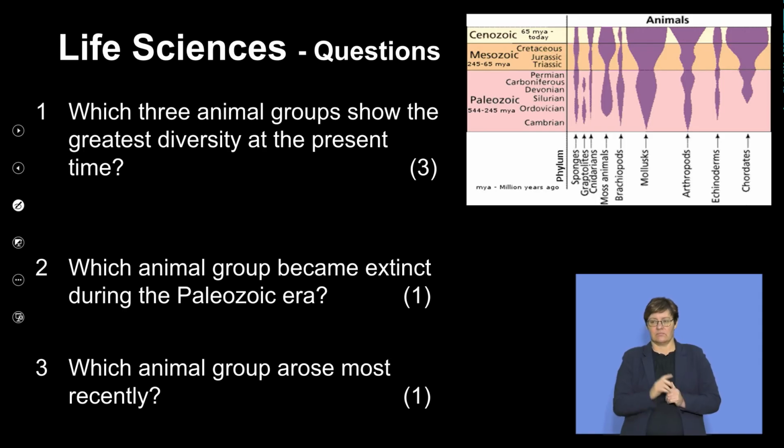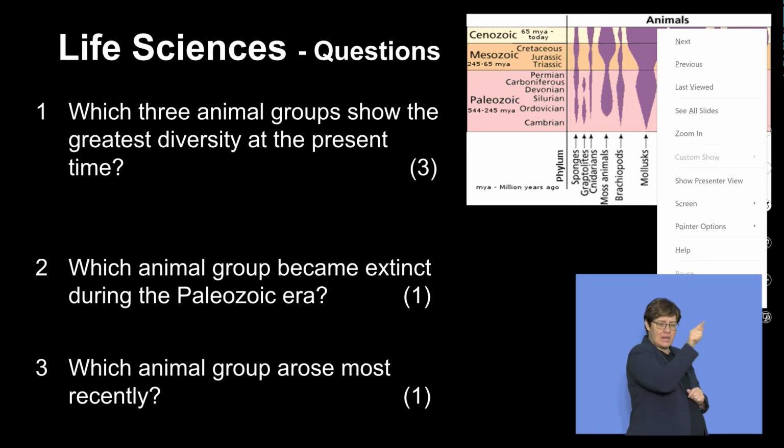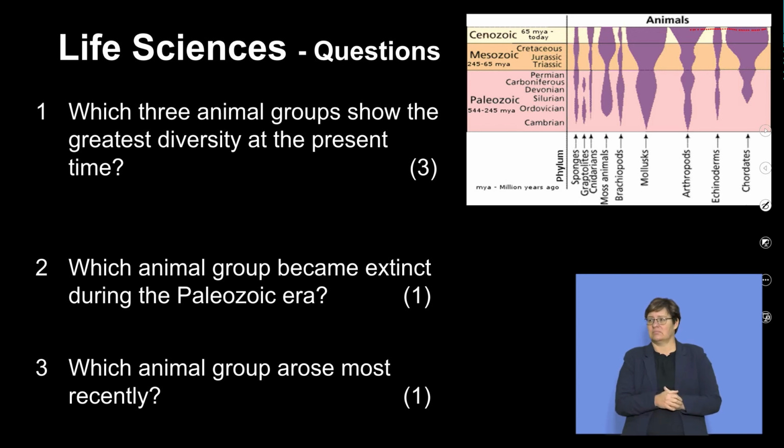Okay, first of all, simple reading off the graph. Which 3 animal groups show the greatest diversity at the present time? So the present time, that's the line at the top, all the way along. And we're looking for the ones which show the greatest diversity, and that is chordates, which are vertebrates, mollusks, and arthropods.